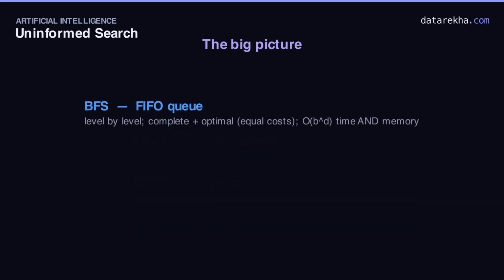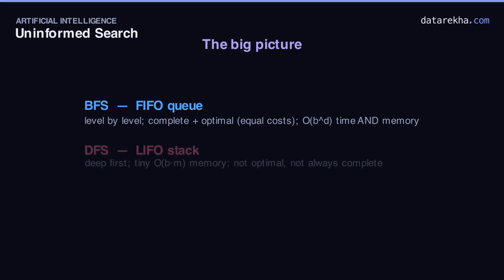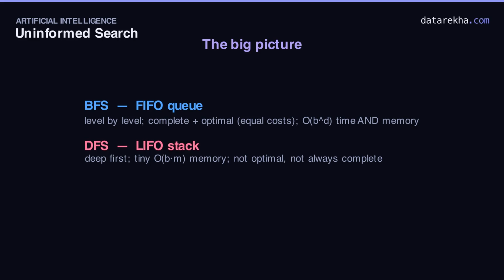Let's bring it home. Breadth first search runs a first-in-first-out queue, level by level. It's complete and optimal for equal costs, but pays with B to the D time and, worse, B to the D memory. Depth first search runs a last-in-first-out stack, plunging deep. Its memory is a lovely order B times M, but it's neither optimal nor, without a limit, complete.